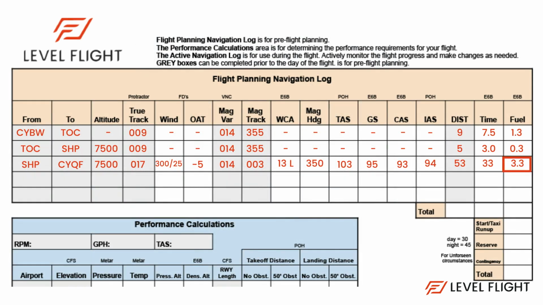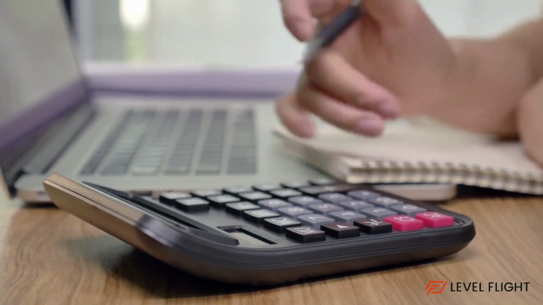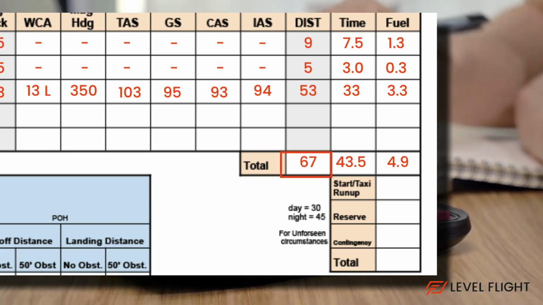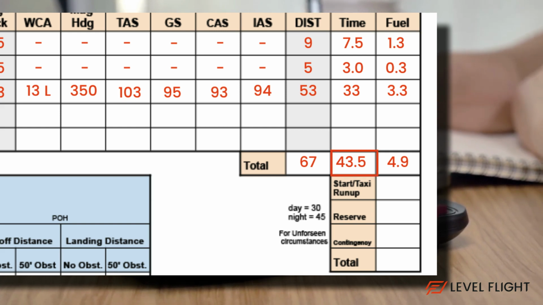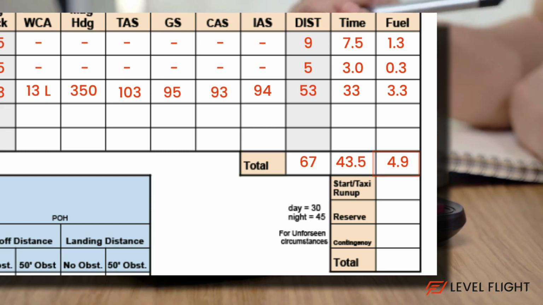Now that the time, fuel, and distance calculations are finished, we can total these columns. Our total distance comes to 67 nautical miles. Our total time comes to 43.5 minutes. And our total fuel comes to 4.9 gallons. Record these in your nav log.